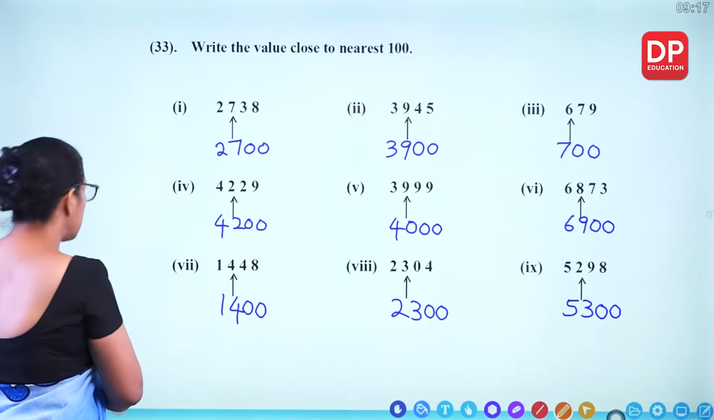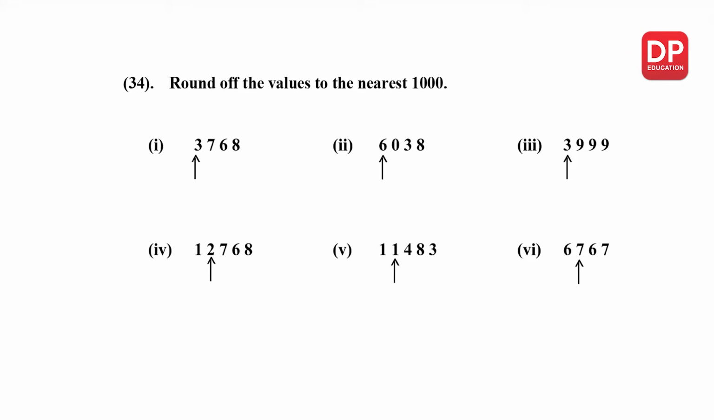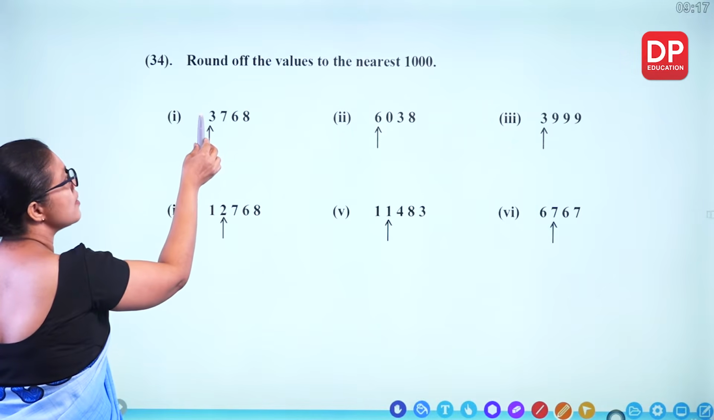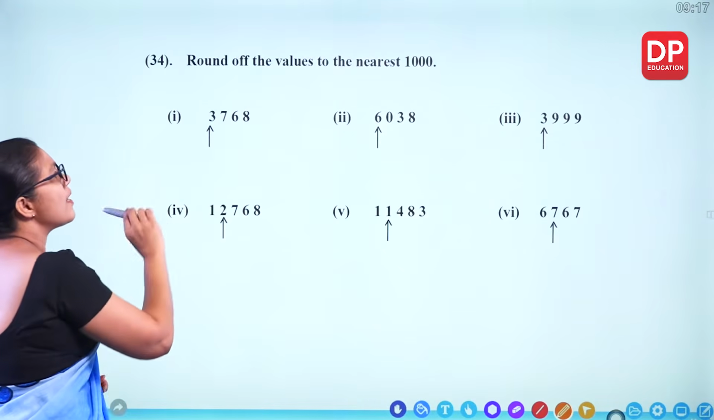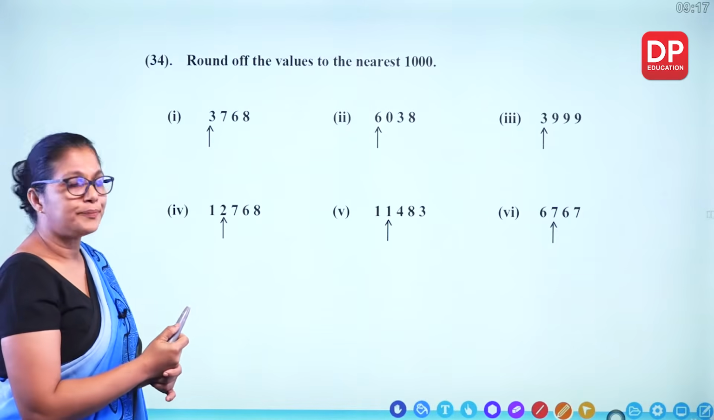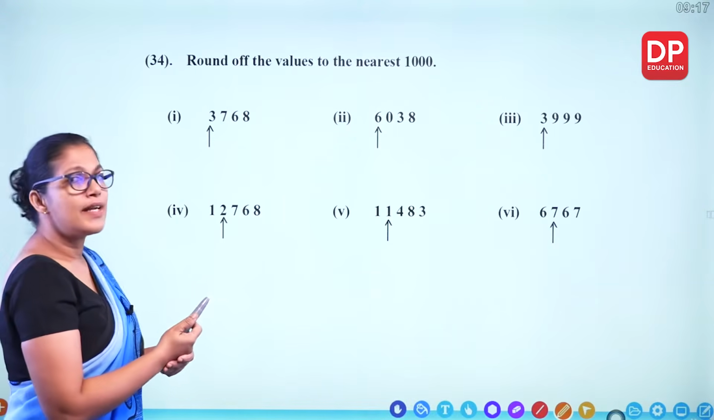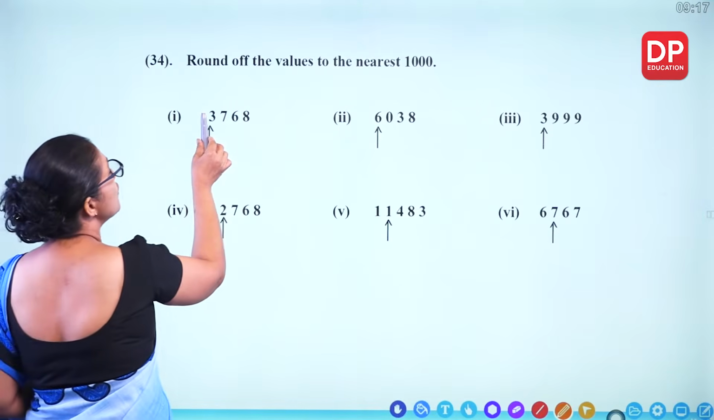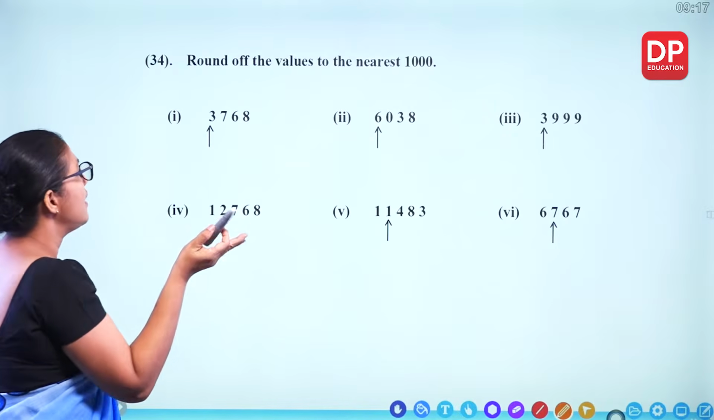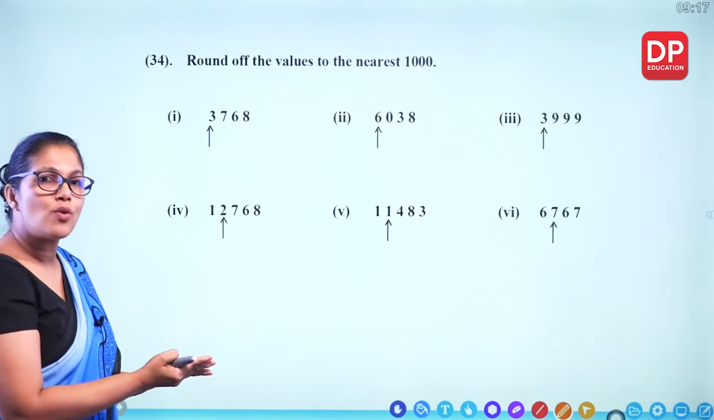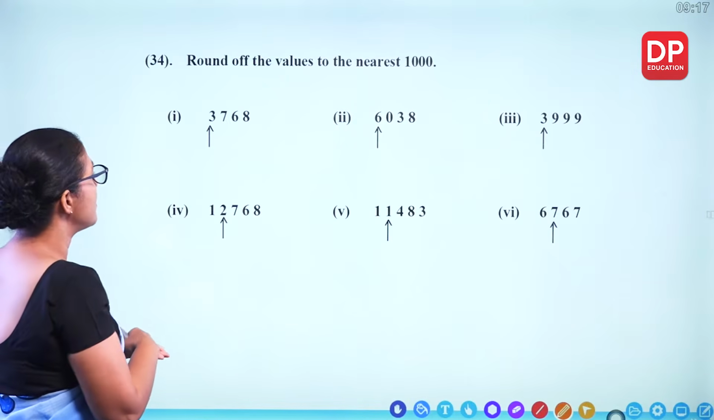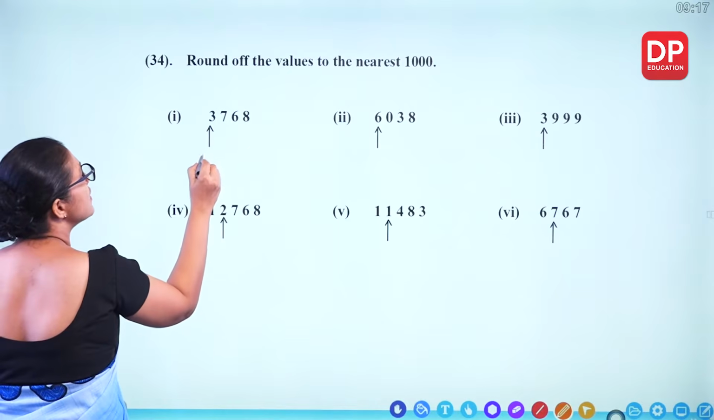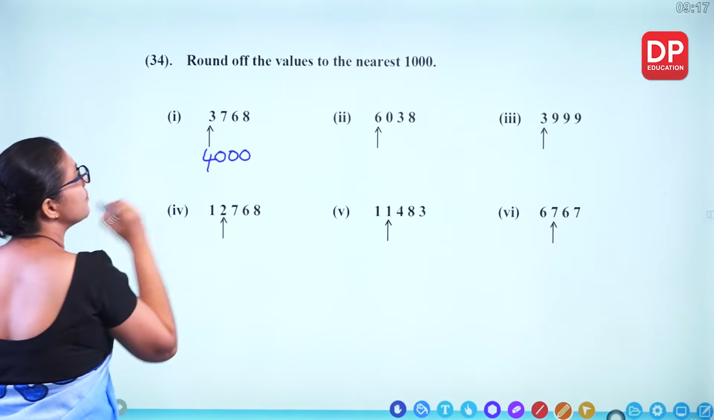Now we'll look at how we correct to the nearest 1000. So again the same thing. We look at the 1000 place and see which one is the closest value. 3768. So what's the closest value? Now the midway of 3000 and 4000 is 3500. This is more than 3500. So the closest value is 4000.